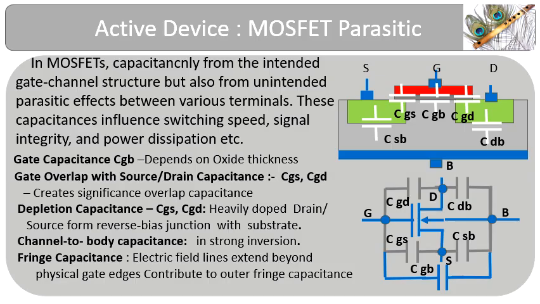Several physical factors contribute to these capacitances. Thinner oxide increases gate capacitance. Gate overlap adds to the parasitic load. Fringing fields at gate edges become dominant as we scale technologies. Wider device geometry adds to the parasitic capacitance.